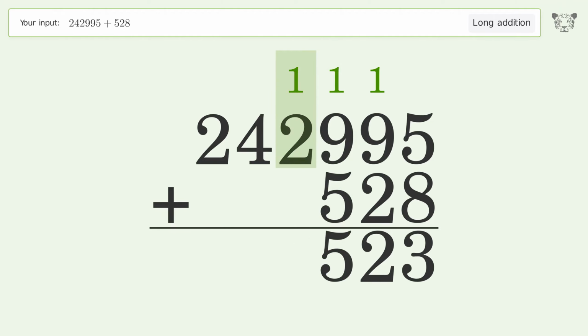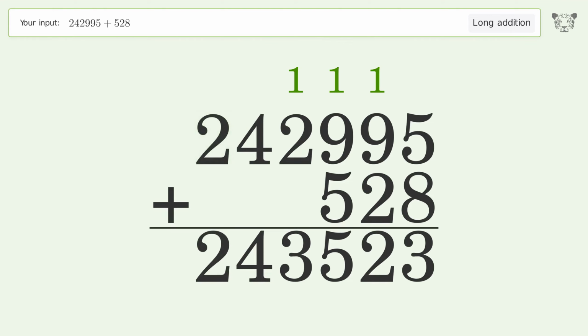1 plus 2 equals 3. Write 4 in the 10,000s place. Write 2 in the 100,000s place. And so the final result is 243,523.